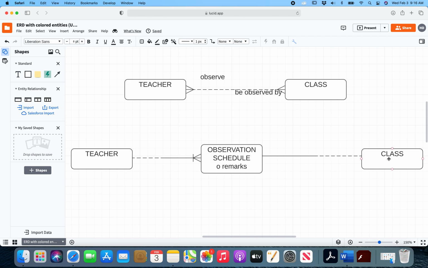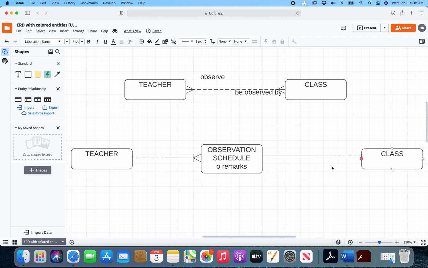Going from the class side, a class may be on the observation schedule, and if they're being observed on a twice a month basis, the class doesn't need to be on the observation schedule twice in the same week. So this is going to stay as class. Each class may be on the observation schedule once and only once. So that is our cardinality for this side.